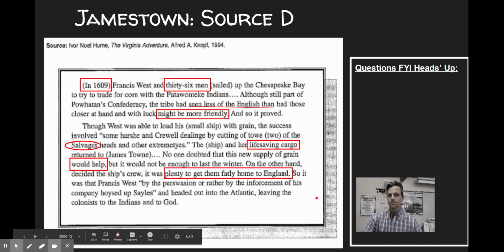And that's Jamestown. All right, answer those questions. Make sure you come up with thoughtful answers. Be gone with yourselves.